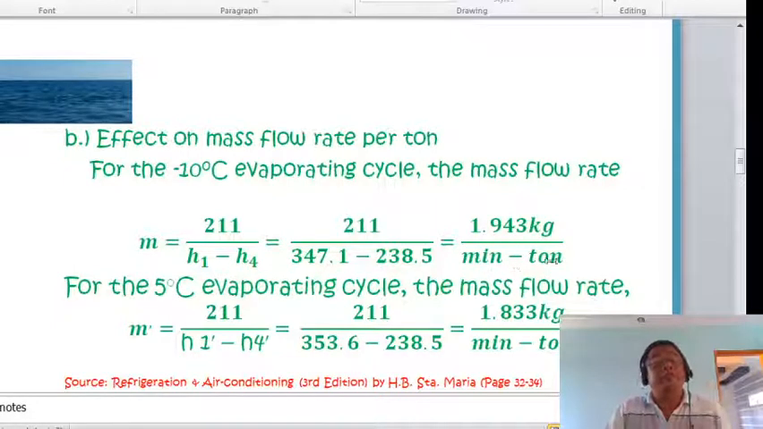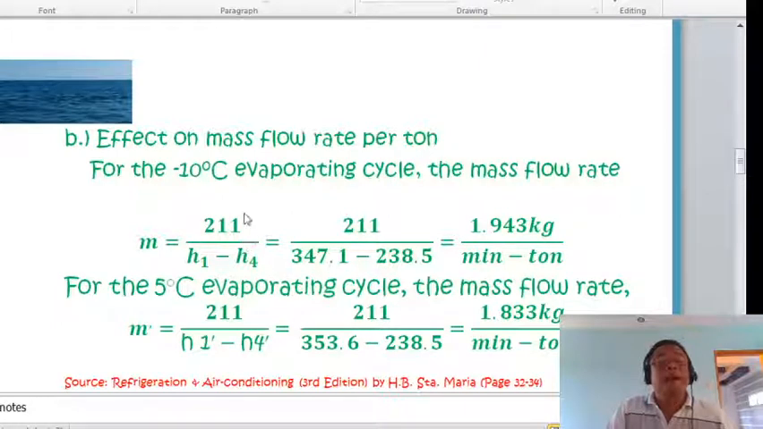So, next is the effect on mass flow rate per ton. Take note, class, this is per ton. Per ton of refrigeration. This is not a weight or a mass. Ton. So, considering the negative 10 degrees Celsius evaporating cycle, the mass flow rate is m equals 211 over H1 minus H sub 4.